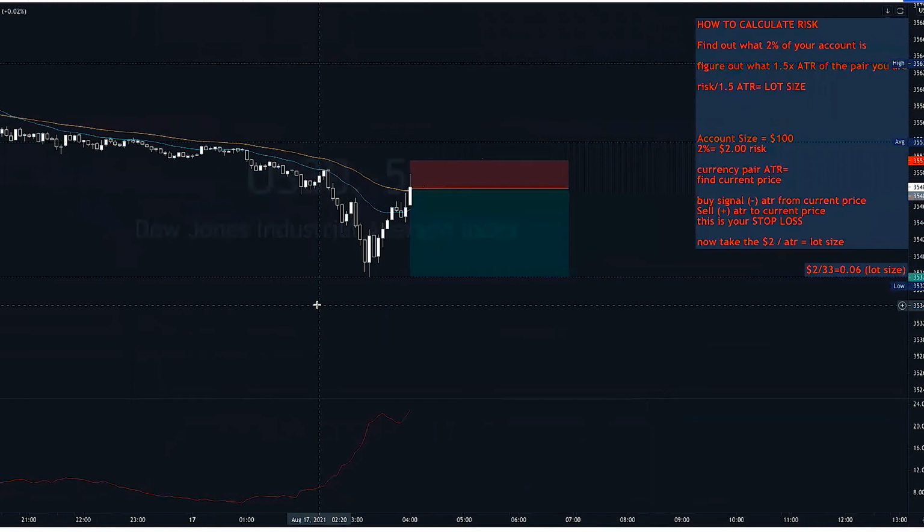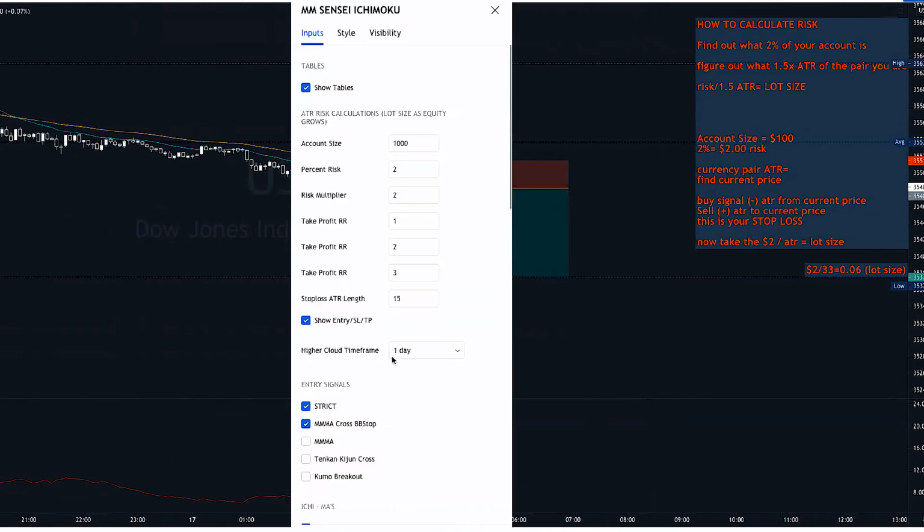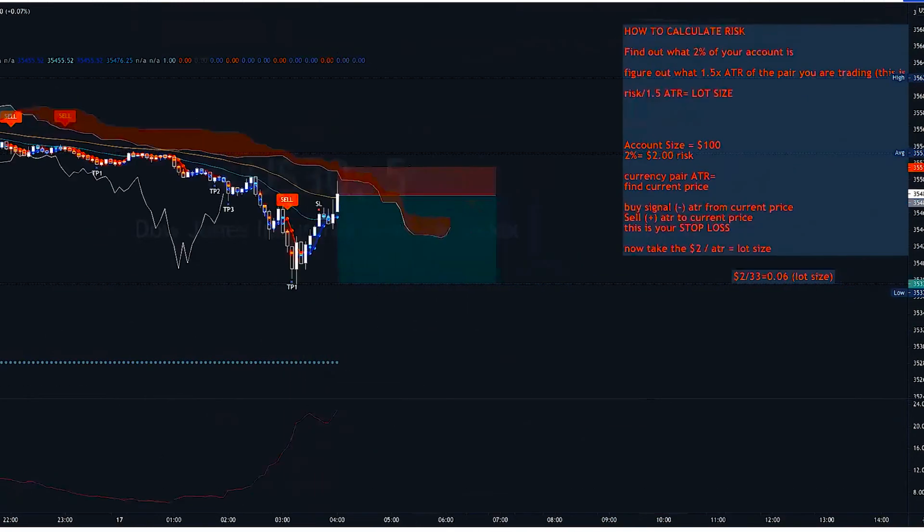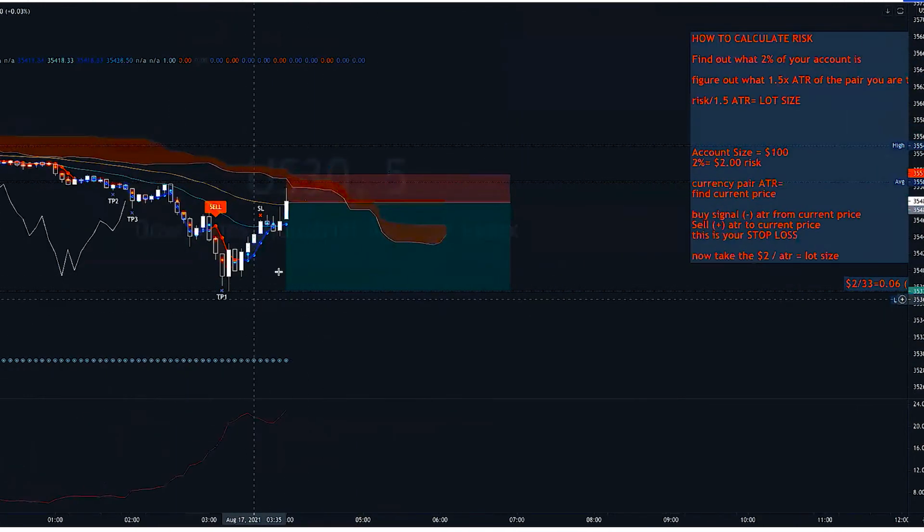Because it's not just a buy and sell strategy. It's risk management included. So I'm gonna turn on the Sensei and then I'm gonna hide, actually no, I can't hide any of that. So optimize the settings to give it some leeway, right?